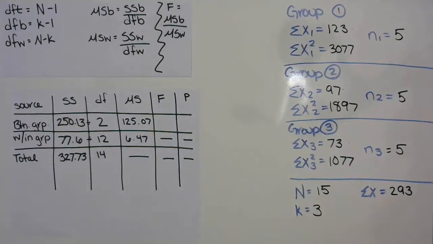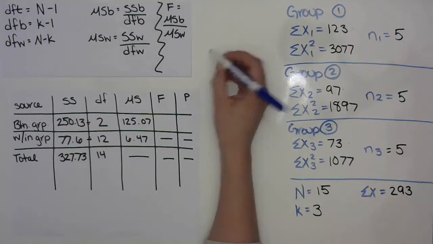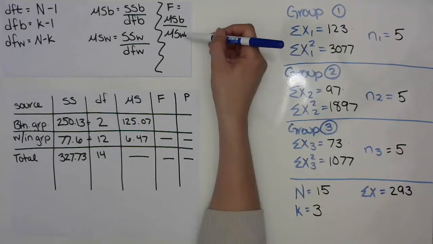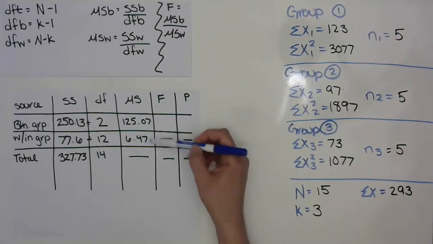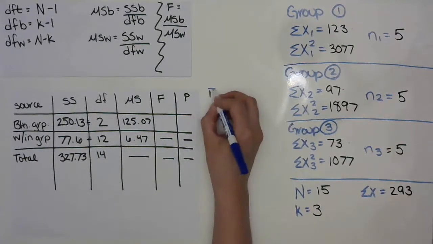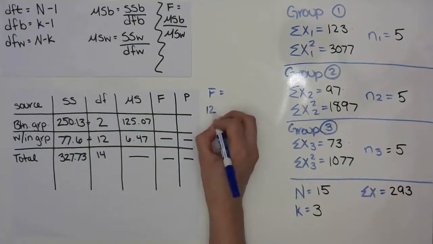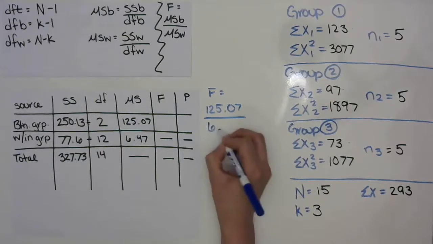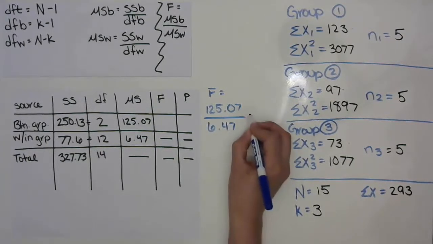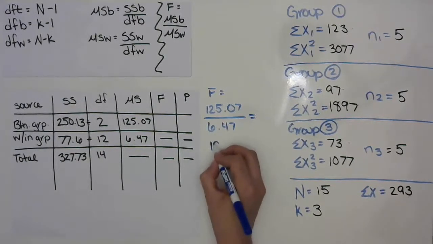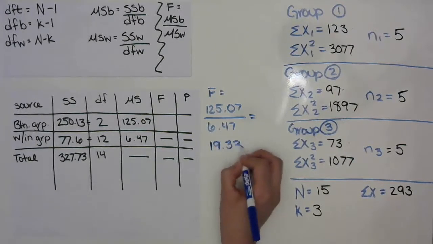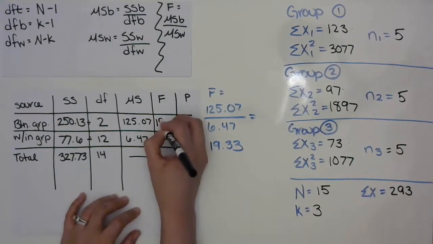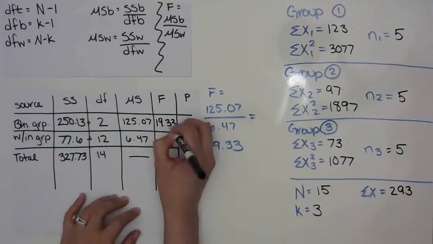Lastly, let's go ahead and find that F value. So we are going to take our MSB value and divide that by our MSW value. It's just these two values right here. So we are going to take 125.07, divide that by 6.47, and that is going to give us 19.33 as our final F value. So we'll put that in here, 19.33.